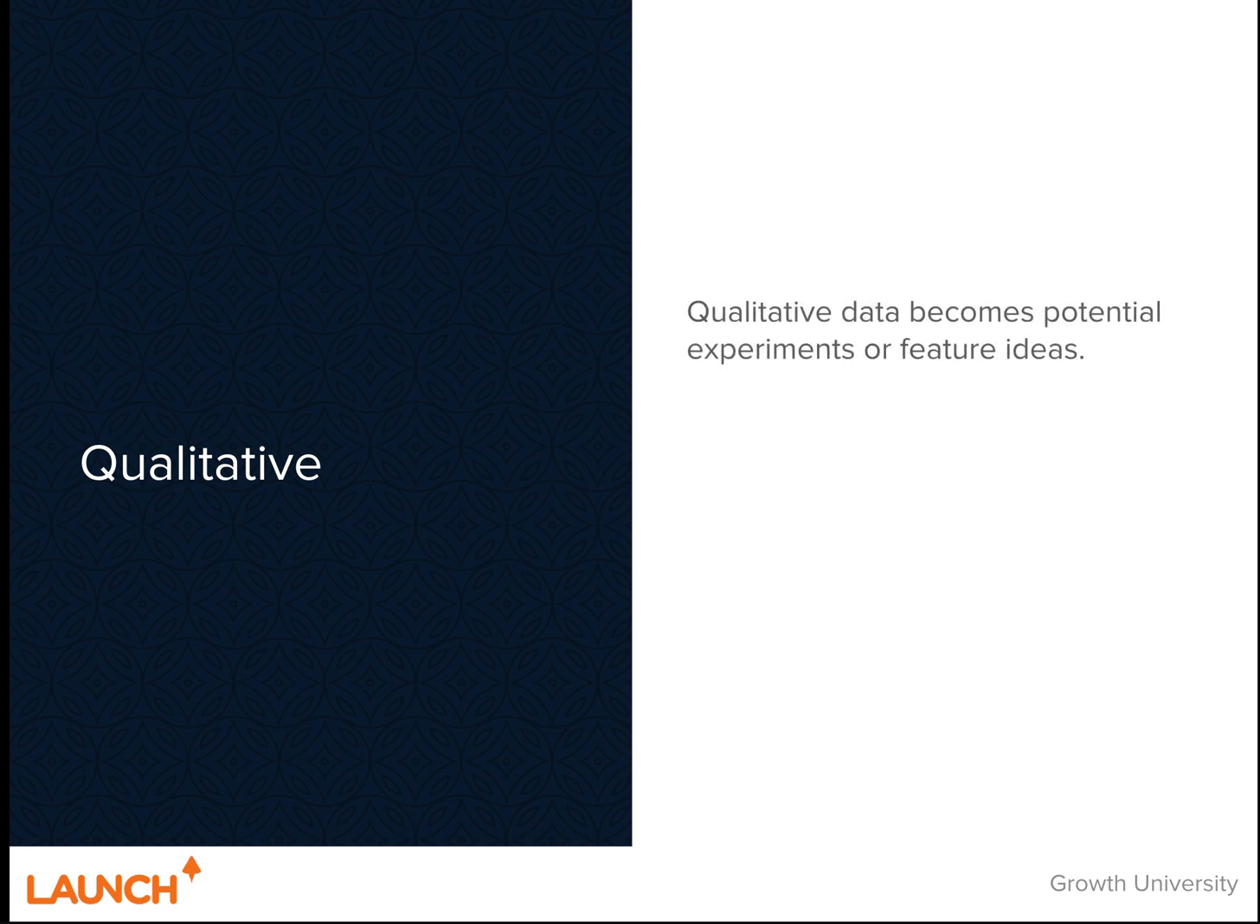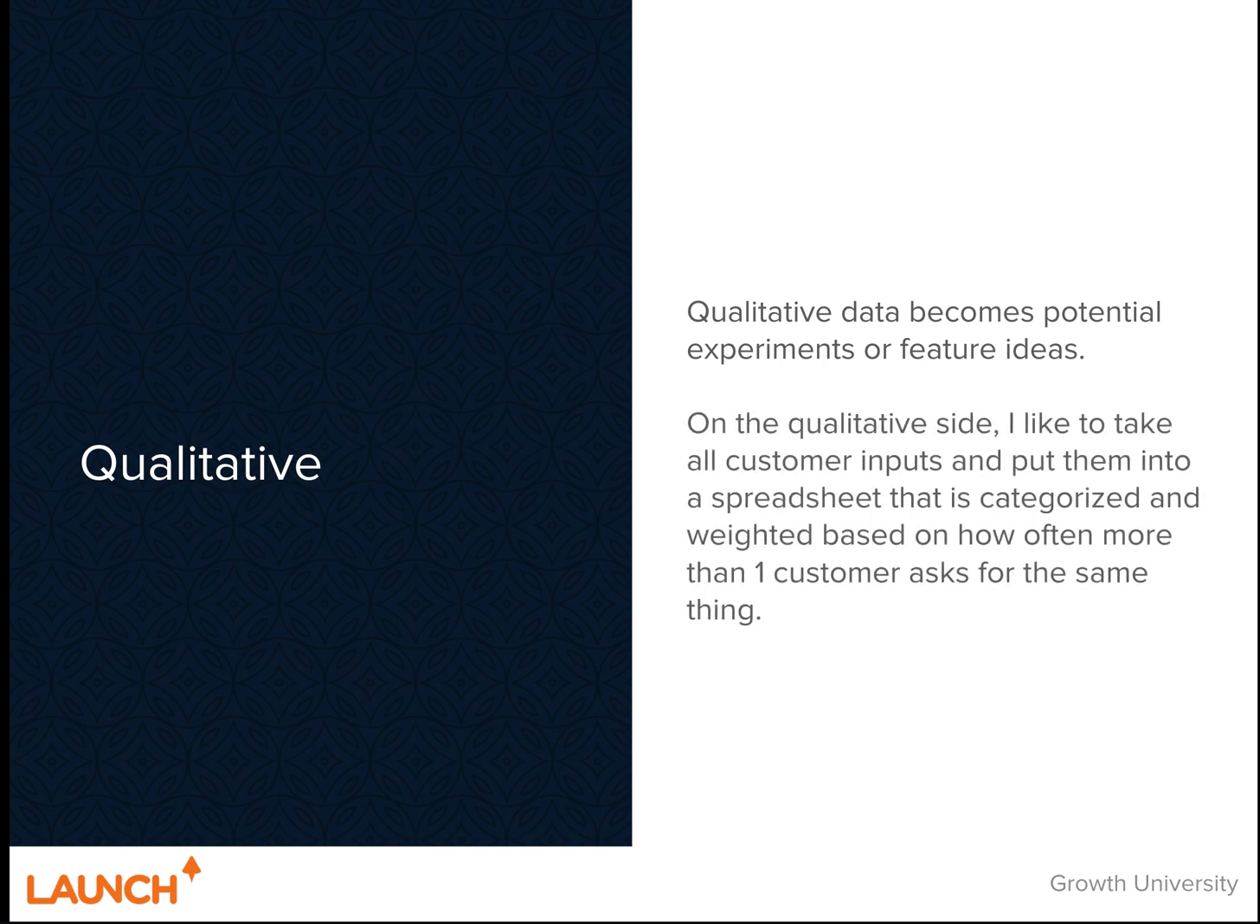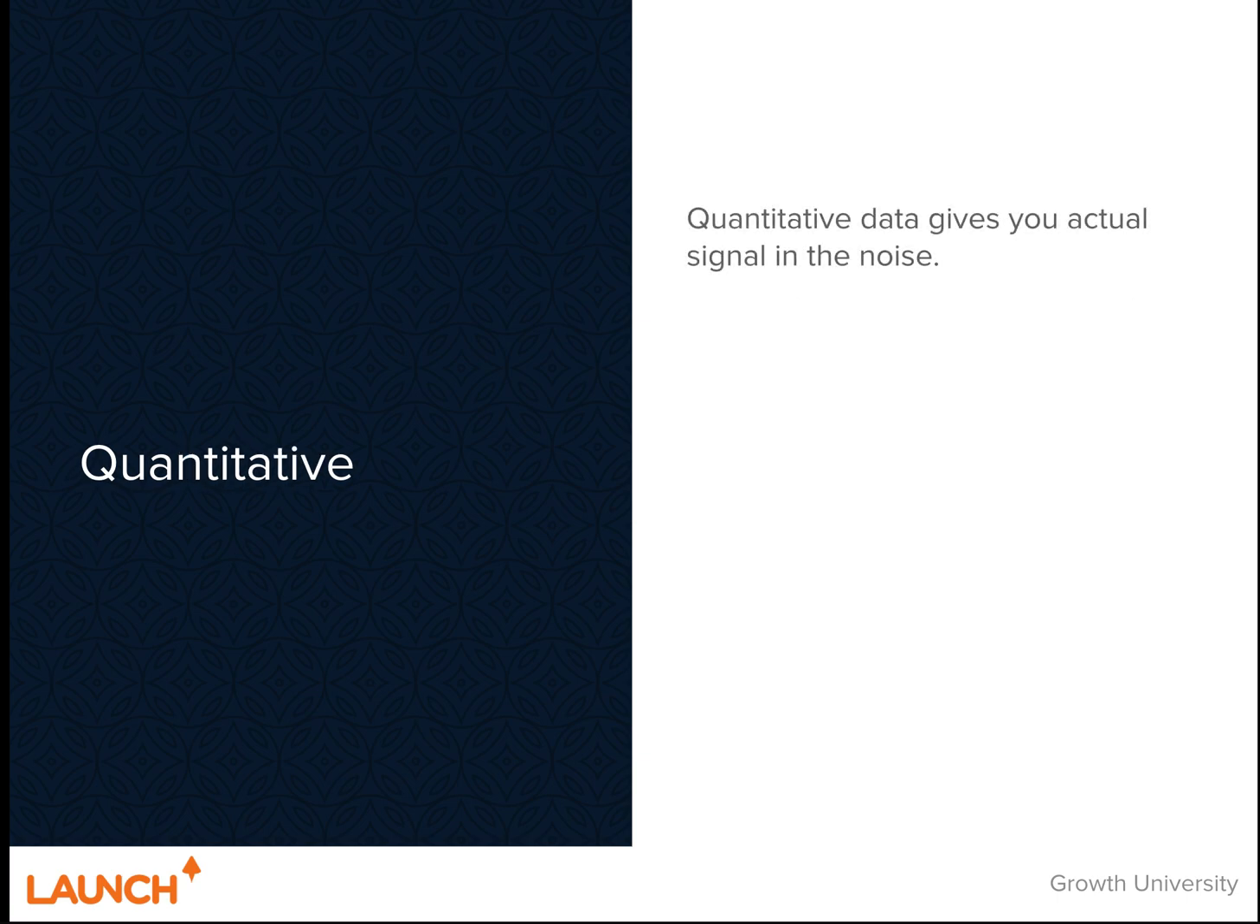Qualitative data becomes potential experiment or feature ideas. And I like to take all customer inputs and actually drop them into a spreadsheet that's categorized and organized. And you basically sort that on weight based on how often more than one customer asks for the same thing. In the early days, and if you've got a small team, what you're going to look for here is that customers are asking for the same thing over and over again. And if you build that thing, it's going to solve some pain point that they're willing to pay for. You want to hear that from multiple people, ideally the majority. And then quantitative, this data actually gives you actual signal and noise.